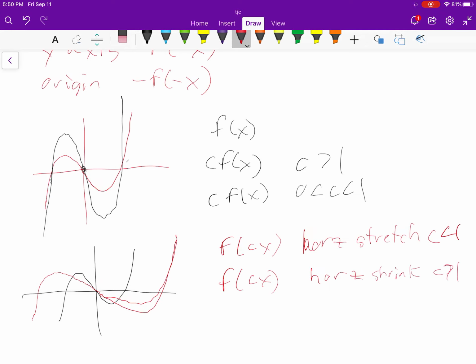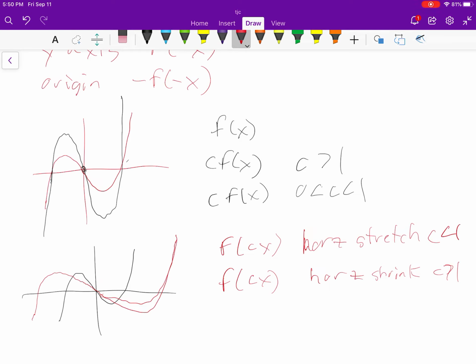So it's a little bit opposite of what you'd expect with the vertical. The vertical, it's a vertical stretch if c is greater than 1. It's a vertical shrink if c is less than 1. So that would be what you expect. But remember, when you change things on the inside, they often change contrary to how you'd think. A horizontal stretch is when c has to be less than 1, okay, instead of the opposite.